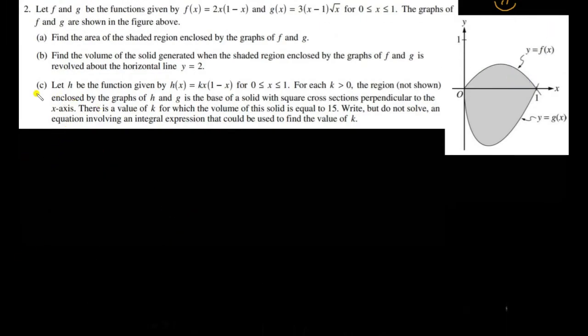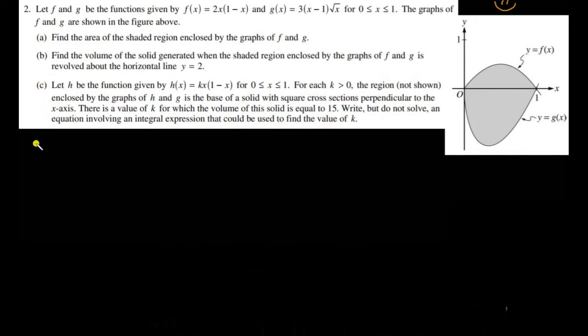Okay, so part C. Let h be the function given by h of x equals kx times 1 minus x, for 0 less than or equal to x less than or equal to 1. For each k greater than 0, the region enclosed by h and g is the base of a solid with square cross-sections perpendicular to the x-axis. Find the value of k for which the volume of this solid is equal to 15. Write but don't solve an equation involving an integral expression that could be used to find the value of k.